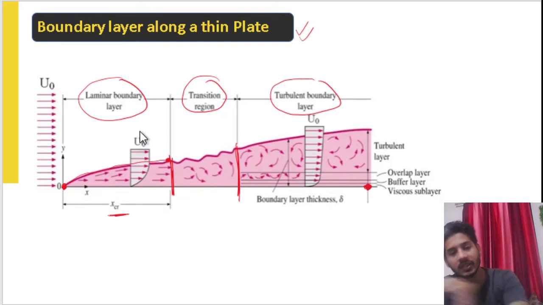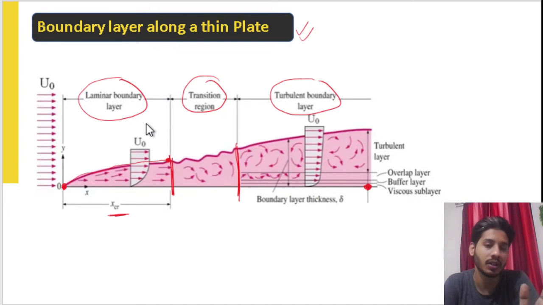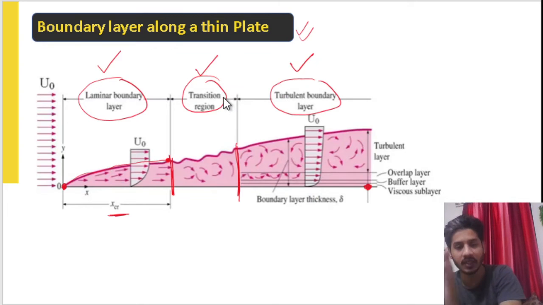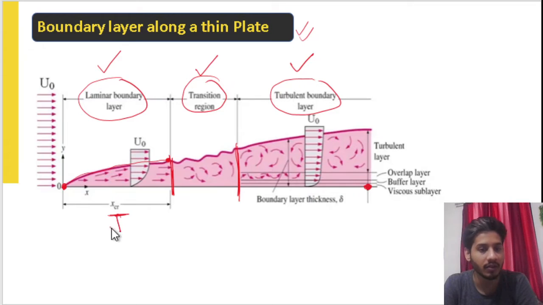If we consider a long thin plate, we have divided the region into three parts: the laminar boundary region, then the transition zone, and then the turbulent boundary region. Up to a certain extent there will be laminar flow, and this critical value you might have studied in pipes also. This is an external surface, this is the boundary. But in a pipe, what was happening?